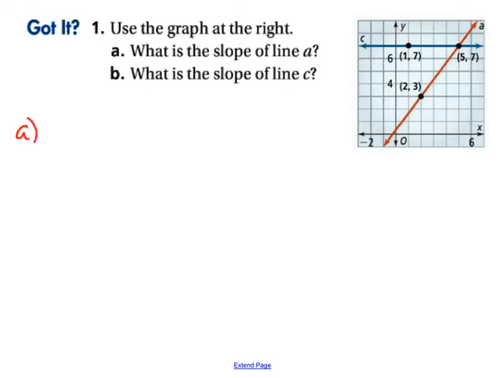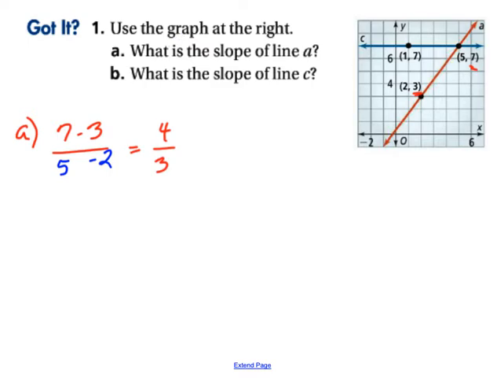For letter A, what is the slope of line A? Well, line A, we have the point 5, 7 and the point 2, 3 are given here. So 5, 7 I'm going to use as my y2. So I'm going to do 7 minus 3 divided by, remember these are the y coordinates, 7 here and a 3 here. And I'm going to divide that by the x coordinates, which are 5 minus 2. So that should give me in the numerator, 7 minus 3 equals 4. In the denominator, I have 3, so my slope is 4/3.